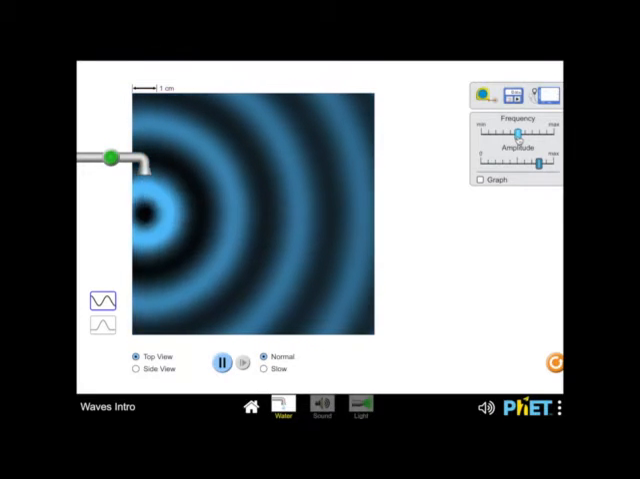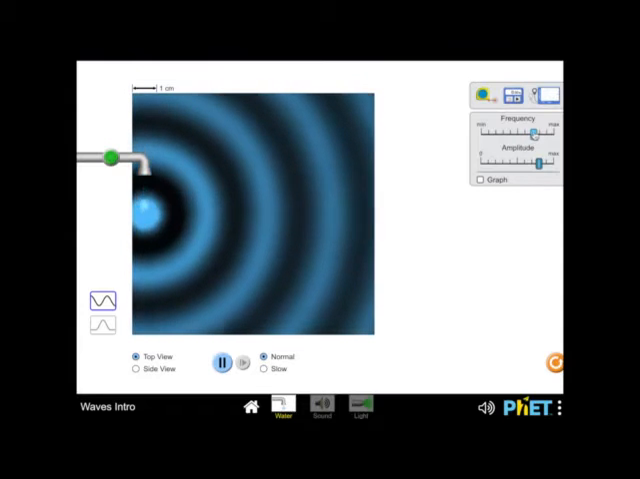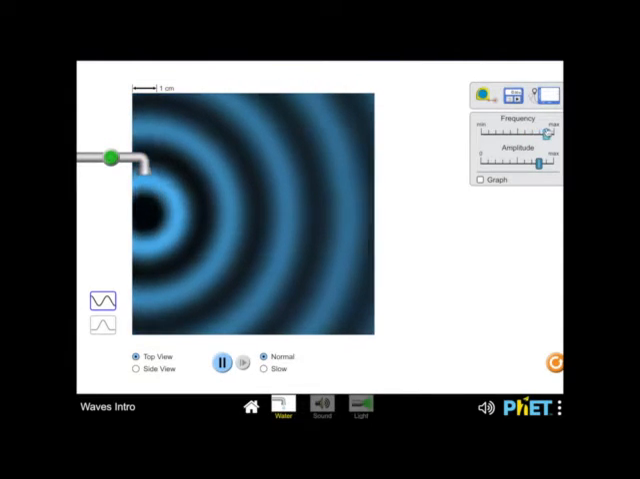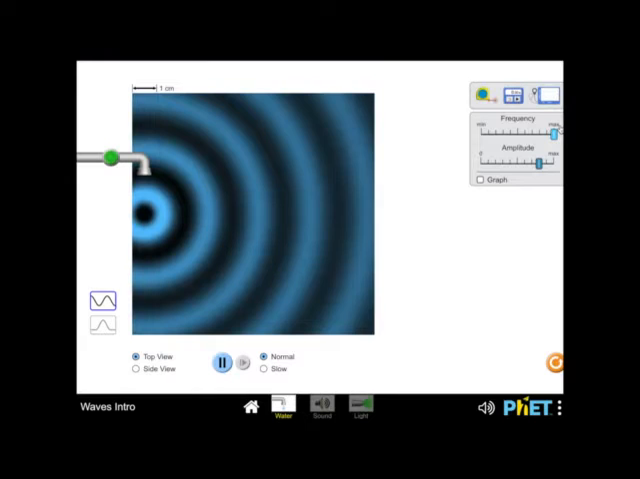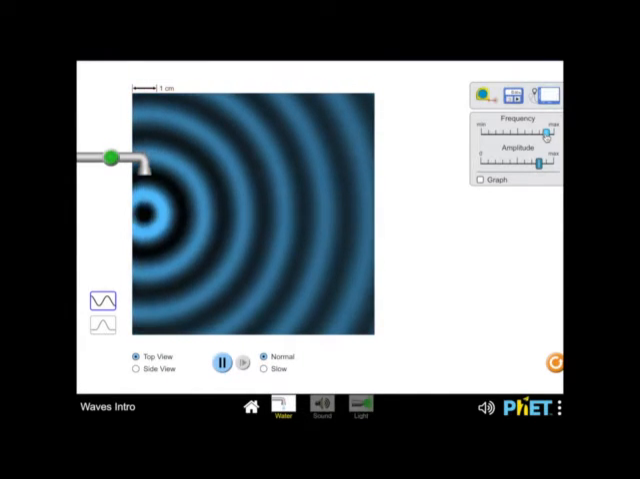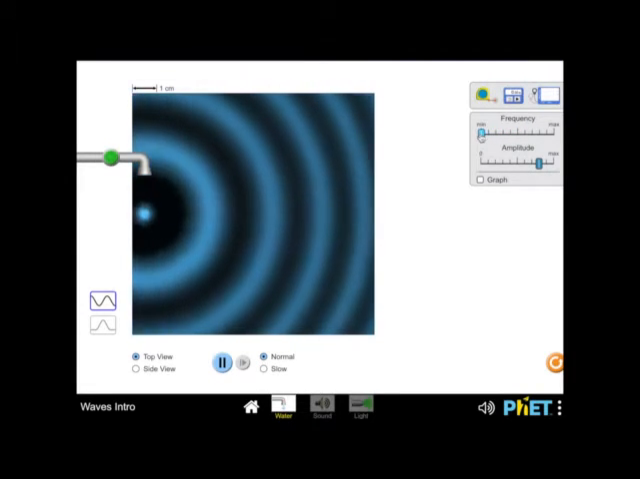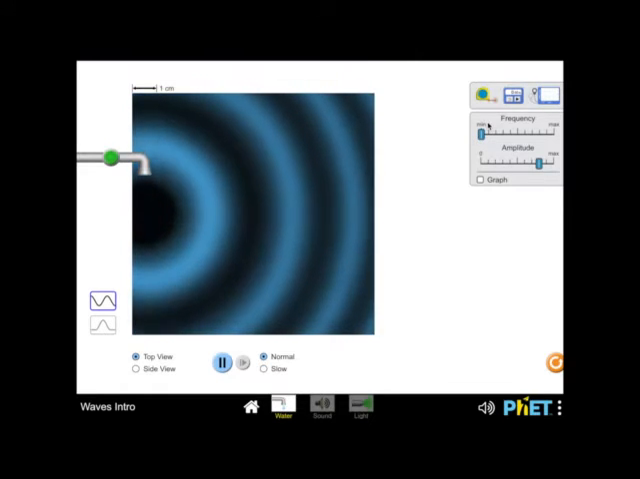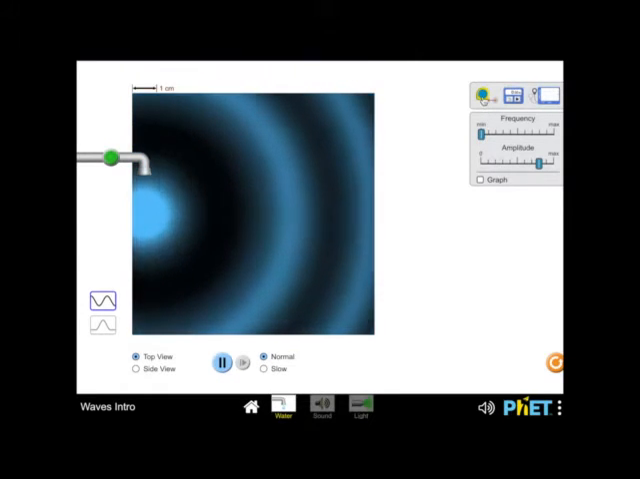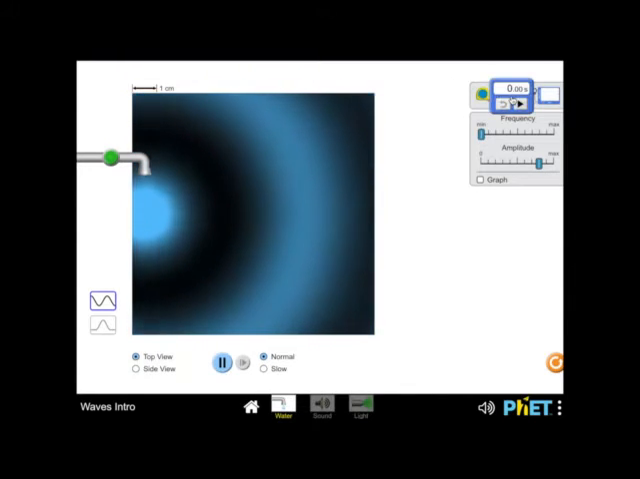Now if I move the frequency slider all the way to the maximum, you can see that the water drops are hitting more often. And as that happens, the waves are getting closer together. So that means the wavelength, or the distance between the crests, is getting shorter. Now, as I move it back down, you see that the wavelength is getting longer and the frequency is getting lower. PhET has some pretty cool tools.